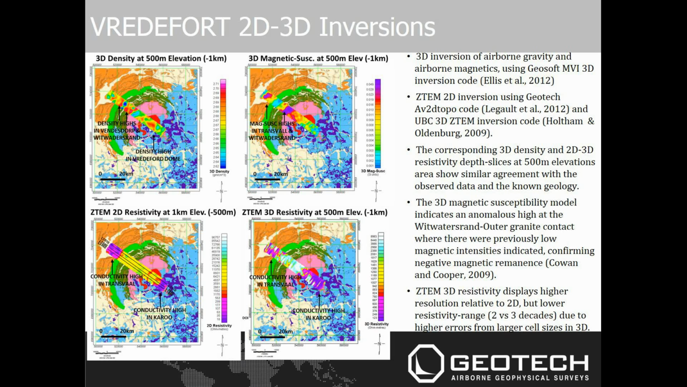The 3D magnetic susceptibility model indicates an anomalous high at the Witwatersrand outer granite contact. So that's here. And where there was a previously low magnetic intensity indicated, confirming a negative magnetic remnant. The ZTEM 3D resistivity displays higher resolution relative to the 2D, but it also has a lower resistivity range, so 2 decades for the 3D compared to 3 for the 2D. And that's due to errors from the larger cell sizes in the 3D.